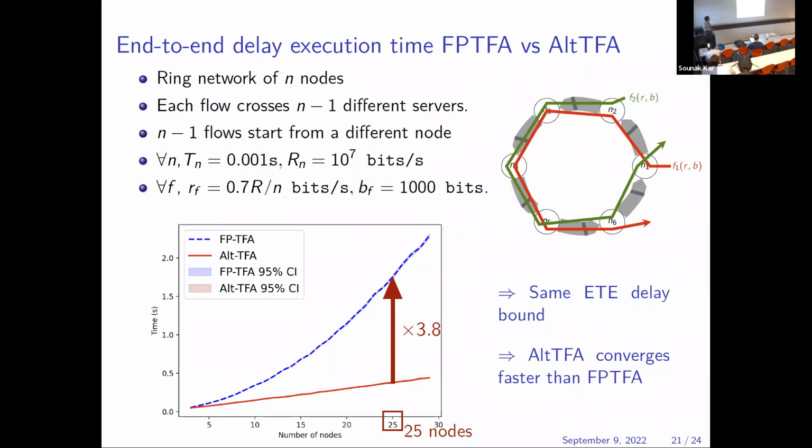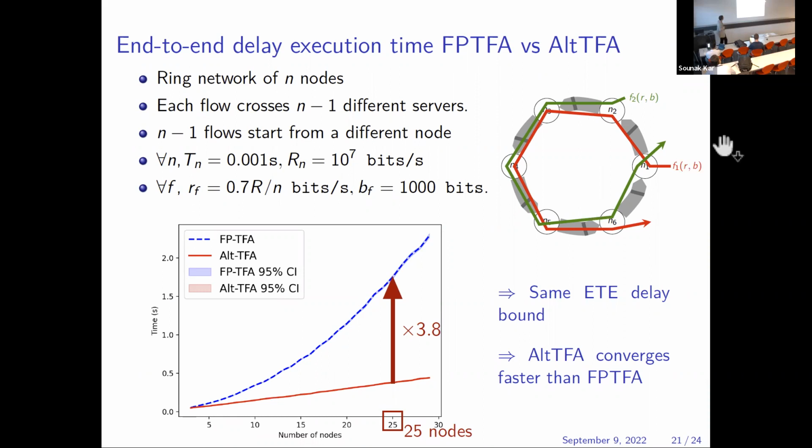We apply that on a simple example to show some simulation. We apply that on a ring network of n nodes, and each flow crosses n-1 different servers. We see that each flow begins from one server, crosses all the nodes, and goes outside at the n-1 server.